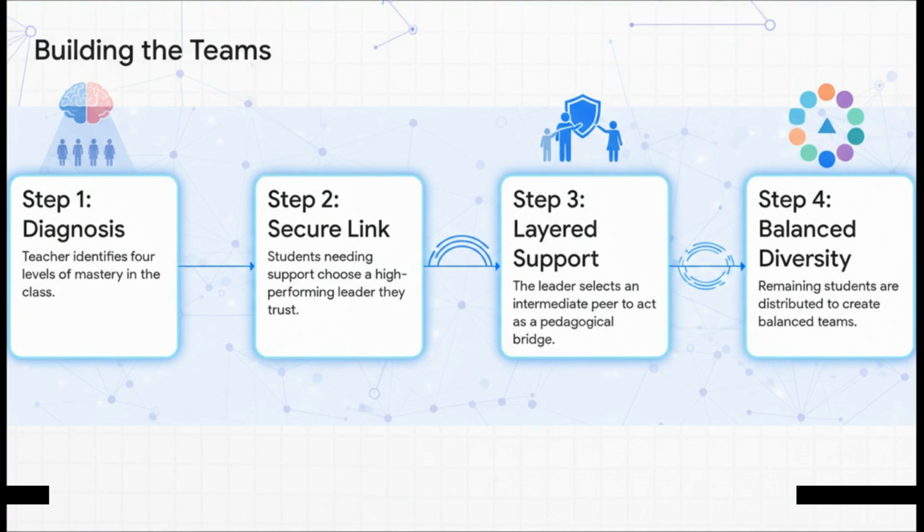Okay, so let's get into how these teams are actually built, because it's not random at all. It's this carefully engineered process. First, the teacher does a quick diagnosis of the class, just identifying 4 general levels of understanding. Then, and this is a brilliant move to build trust right away, the students who need the most support get to choose a high-performing student they feel comfortable with. That creates a secure bond from day one. Then, that leader picks an intermediate student to be a kind of support bridge, and the rest of the class is distributed to make sure all the teams are balanced and diverse.